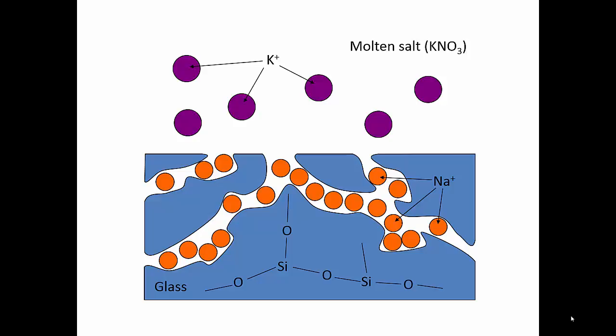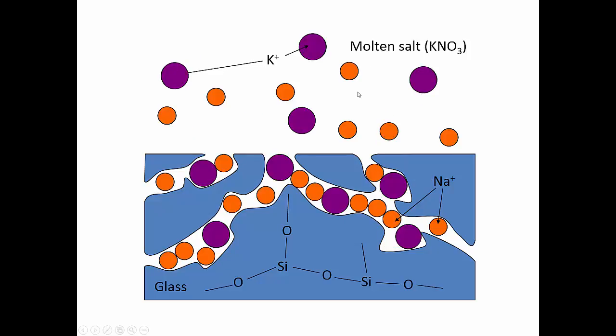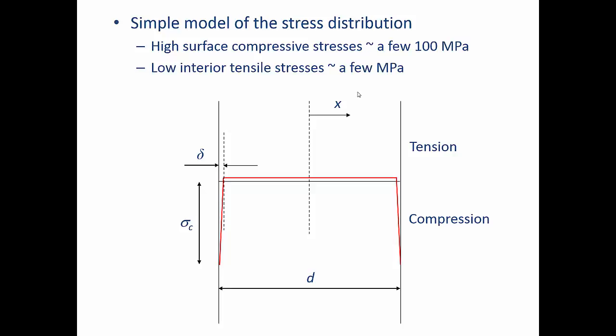So schematically what is going on is shown here. So we have our silicate network, our sodium ions effectively in channels, and then potassium ions in the molten salt bath, and over time they exchange by ion exchange as shown schematically here. And the simple model of the stress distribution that arises is shown in this graph. So we have high surface compressive stresses and then compensating tensile stresses to give an overall equilibrium.